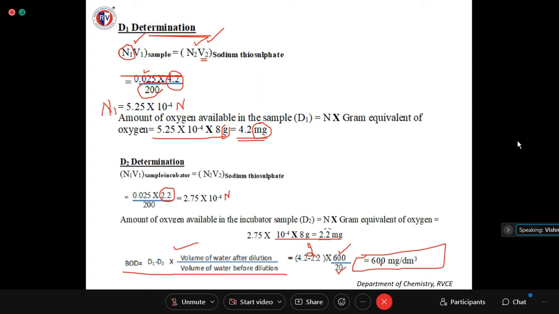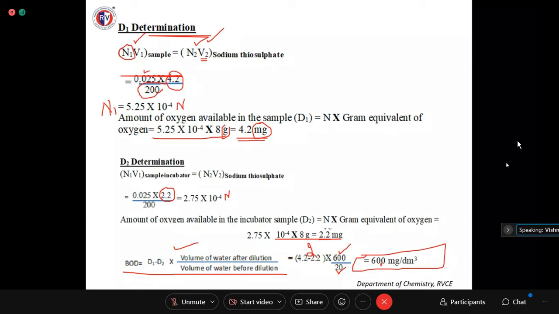Next, I will ask you a question. Please somebody answer. I multiplied it with volume of water after dilution by before dilution. What is the reason? Can anybody tell? Class? Anybody? Please try.